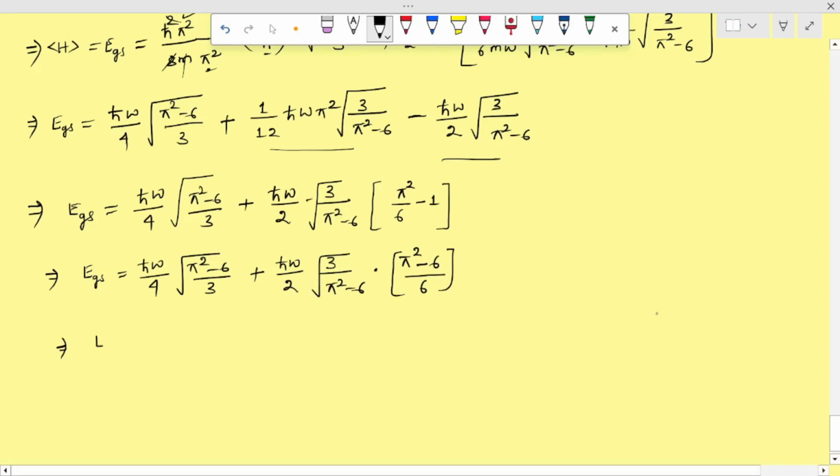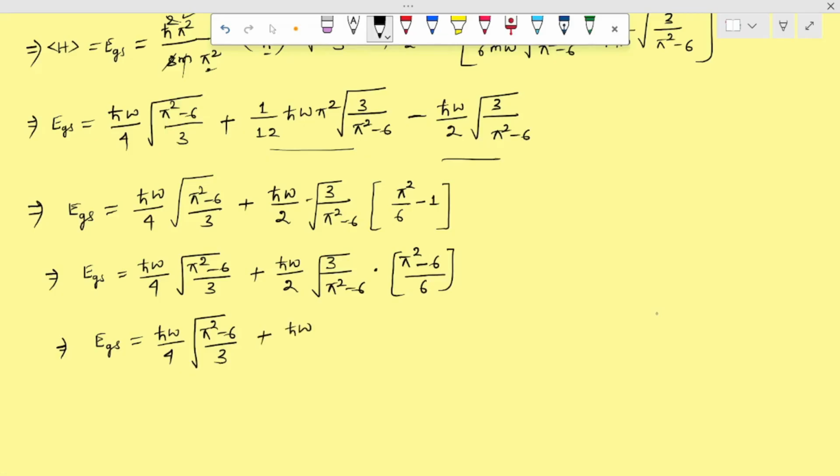That implies E_GS, you should omit these steps in your exam, repeatedly I am telling you, no need to write these calculations in your exam. Here 6 is there, if I take 2, then it will be 2 into 2, 4, and this will be 3 by pi square minus 6 root over, and this will be written as pi square minus 6 by 3, right, h cut square by 2, and this 2 is taken outside from this bracket, so it will be 4, okay.